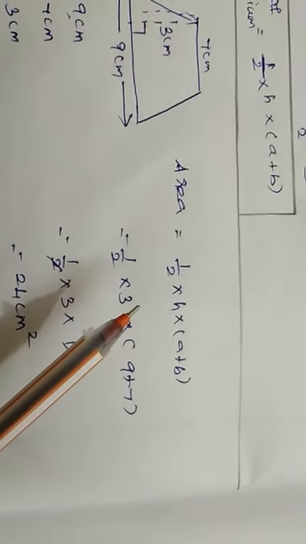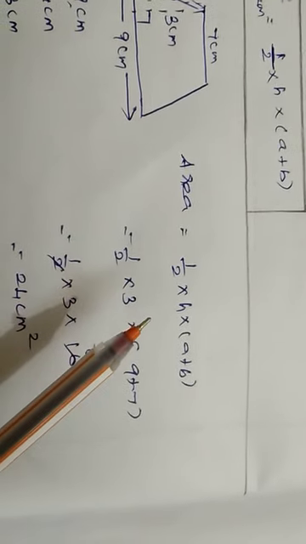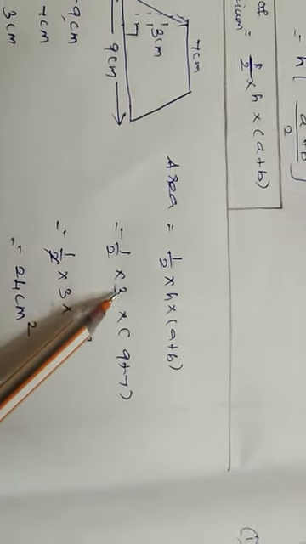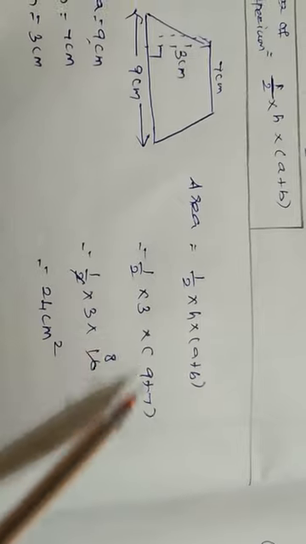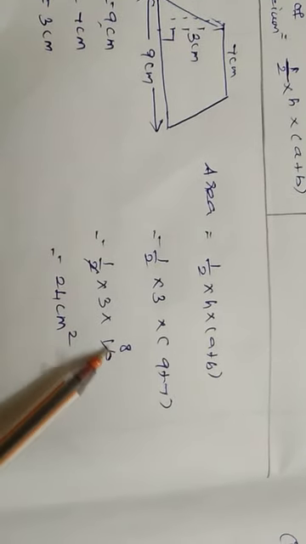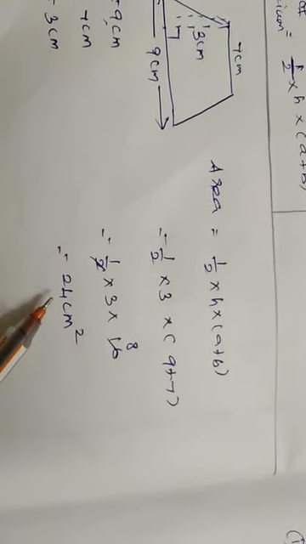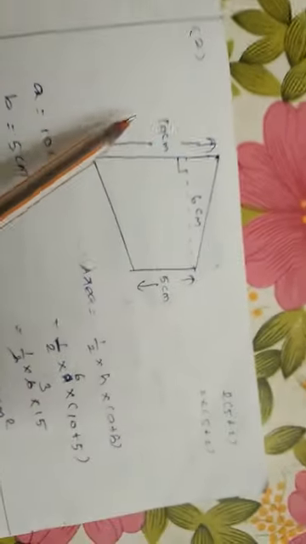So for that, 1 by 2, 3 into a plus b, so 9 plus 7, so 3 into, you can cancel by 2, 8, 3 into 8, so 24, right. Next problem. Suppose this is the trapezium shape given.